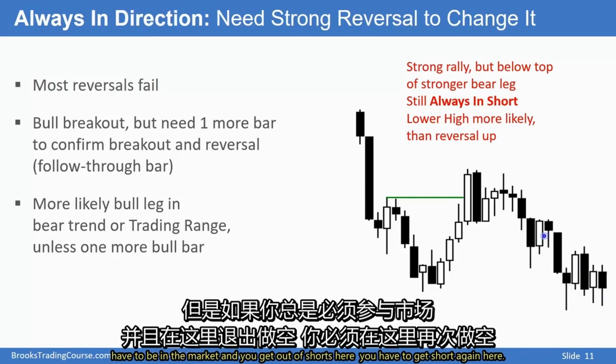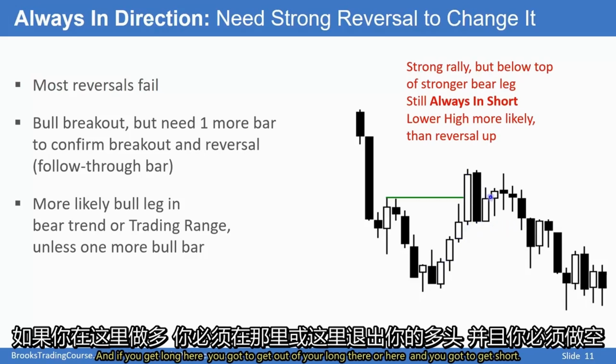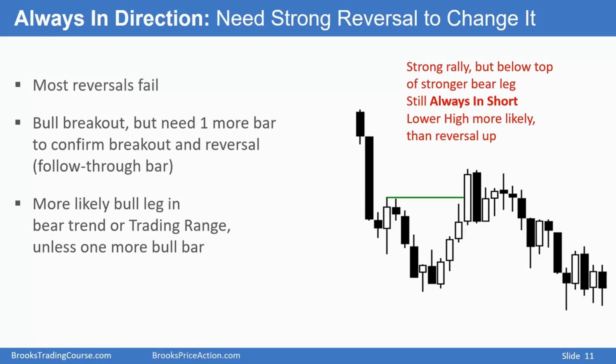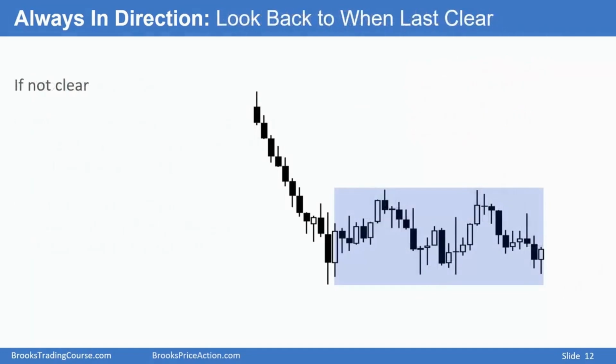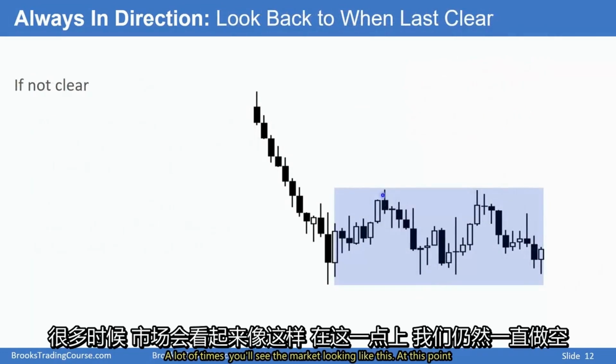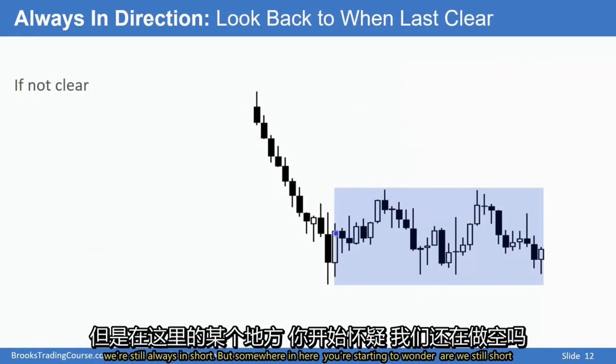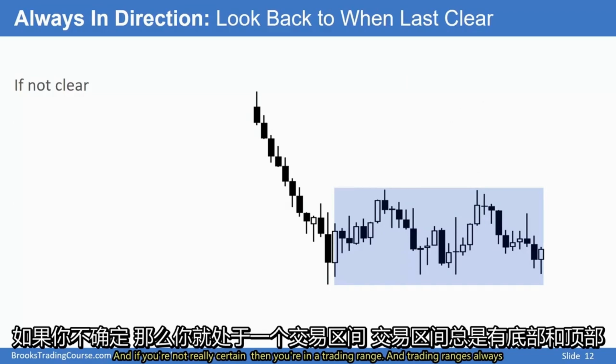But if you always have to be in the market and you get out of shorts here, you have to get short again here. And if you get long here, you got to get out of your long there or here, and you got to get short. A lot of times you'll see the market looking like this. At this point, we're still always in short. But somewhere in here, you're starting to wonder, are we still short? And if you're not really certain, then you're in a trading range.